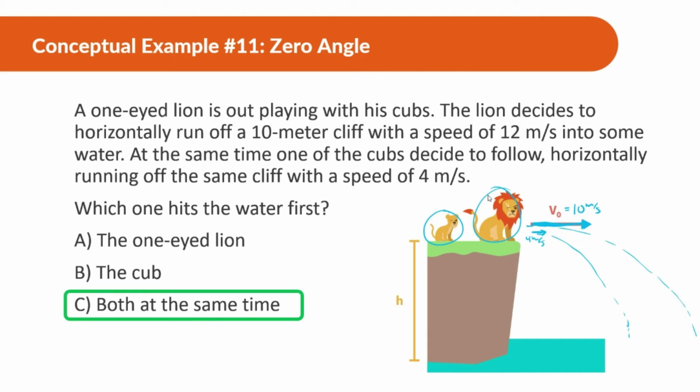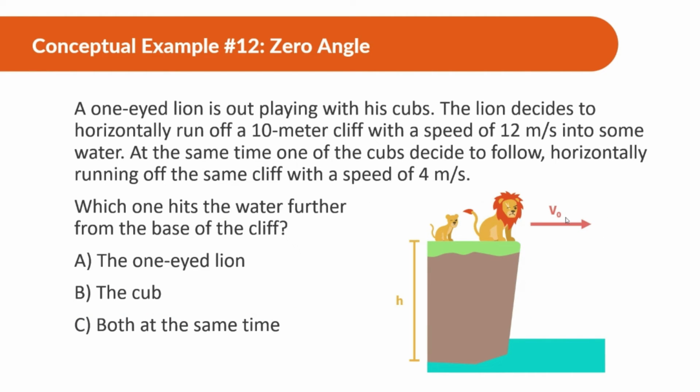And why should we know that? Because they're both going to be falling off the cliff with the same distance in the y direction. Gravity is what's going to be pulling them down, and that's only acting in the y direction. So gravity is going to be pulling them down the same distance in the y direction, even though the lion is going faster in the x direction. Okay, the x doesn't affect the y.